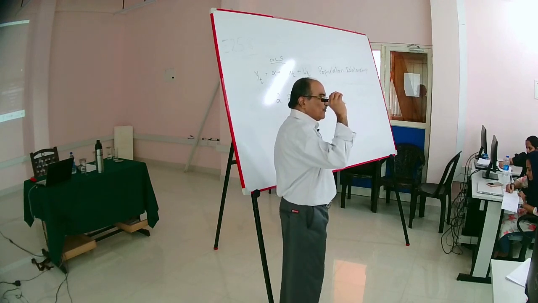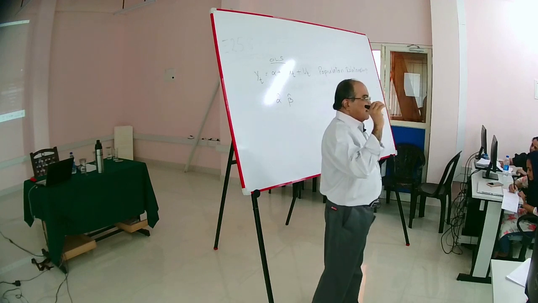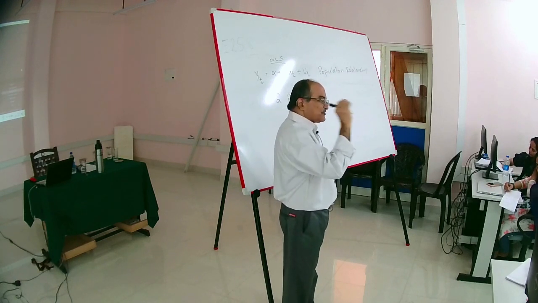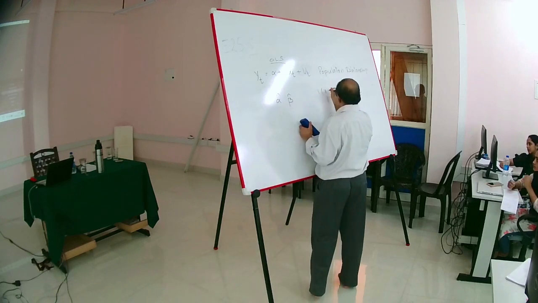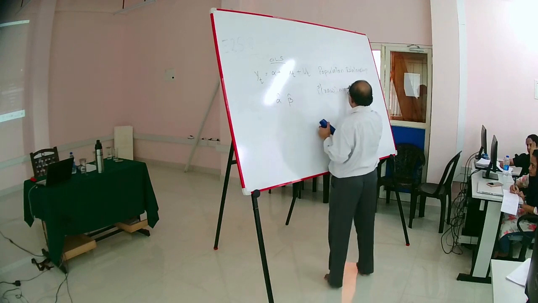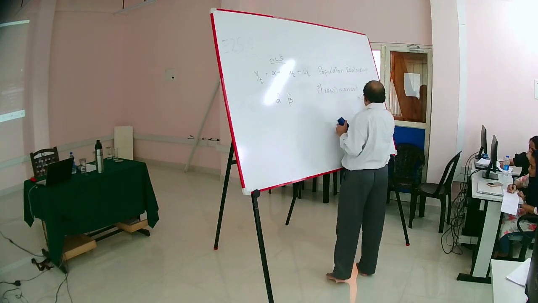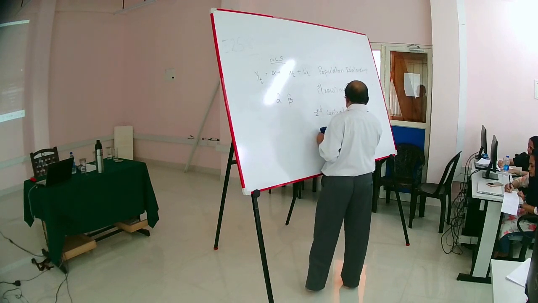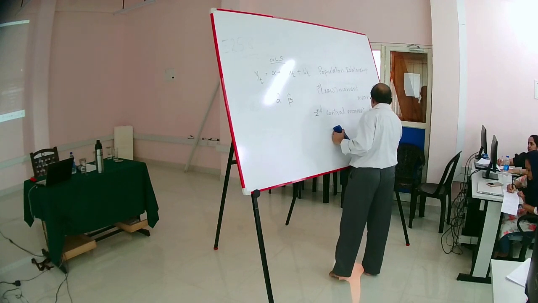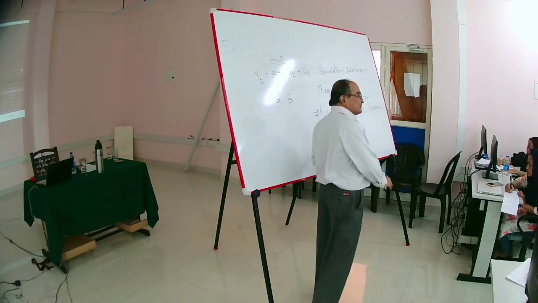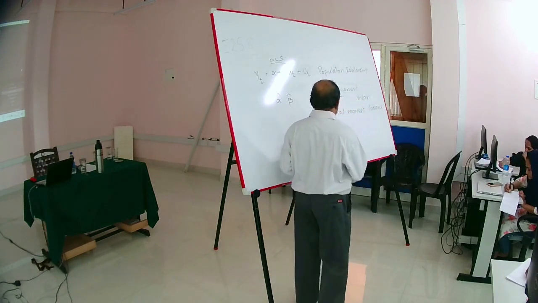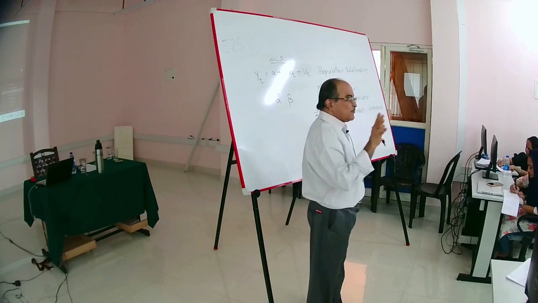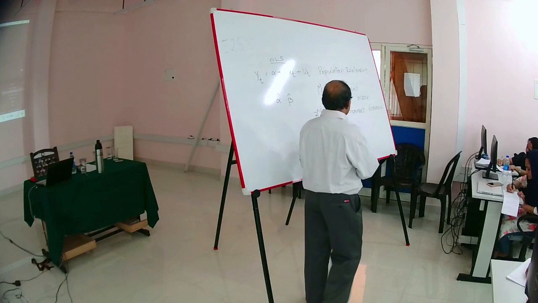Now remember, when we characterize any variable, the statistical characteristics of the variable are given in terms of the moments. We have the first moment, the first raw moment, which is the mean. Then we have the second central moment, which is the variance. The square root of variance is the standard deviation. The third central moment is used for measuring skewness, and the fourth central moment is used for measuring kurtosis.